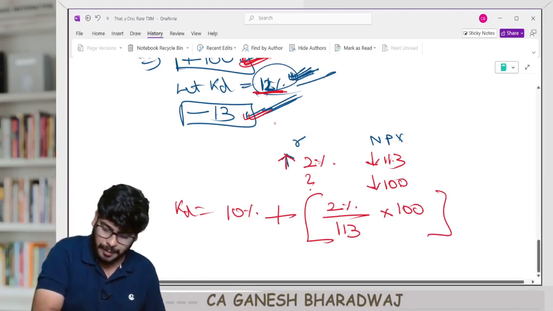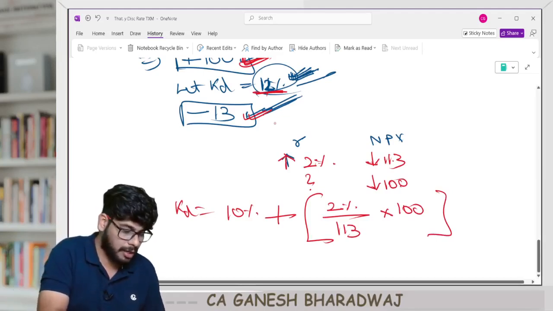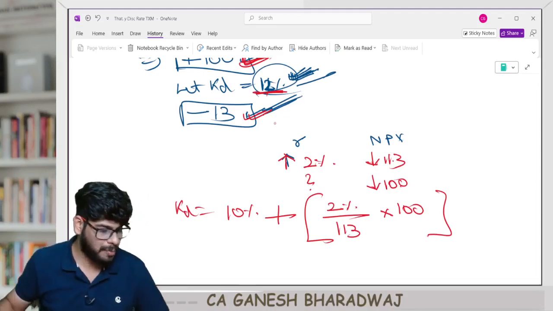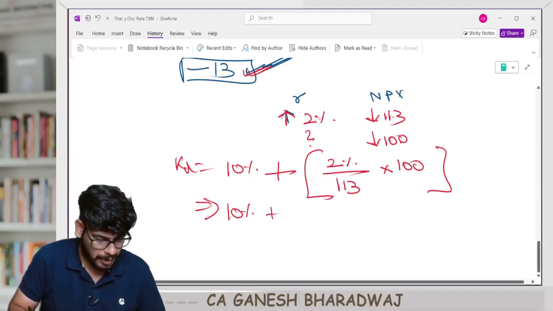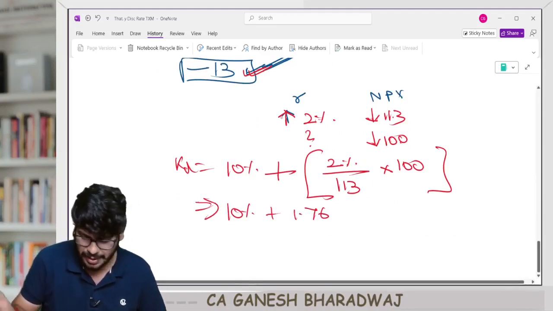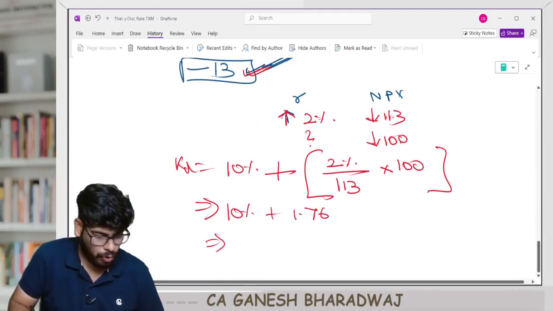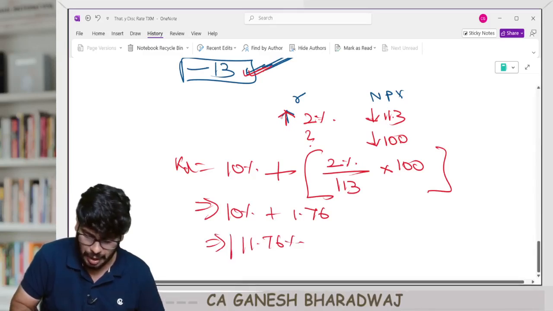You do the calculation, tell me. 2 divided by 113 into 100, that gives you 1.7699 something. So basically here it is 10% plus 1.7699. You can just round it off here. Overall, it's going to be 11.76% approximately.